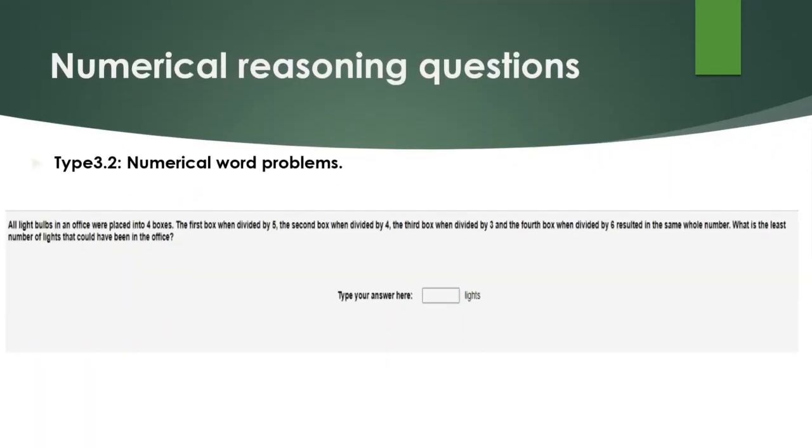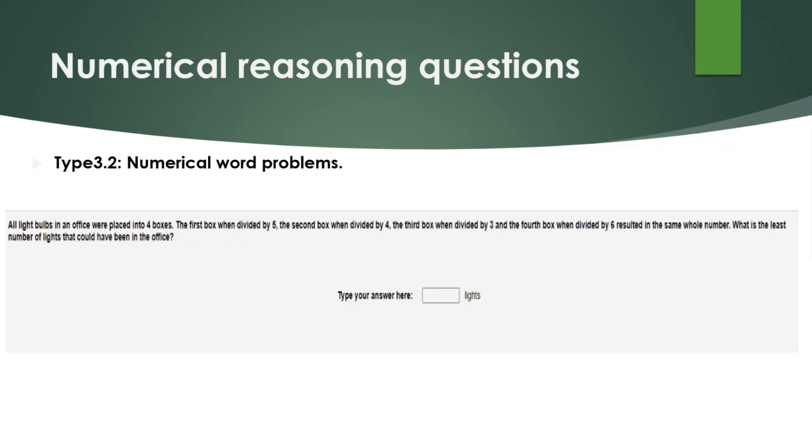Next, let's move to the next type of questions. All light bulbs in an office were placed into 4 boxes. The first box when divided by 5, the second box when divided by 4, the third box when divided by 3, and the fourth box when divided by 6 resulted in the same whole number. What is the least number of lights that could have been in the office?